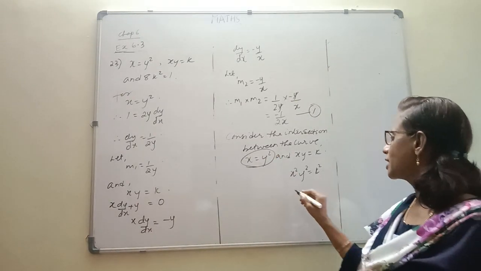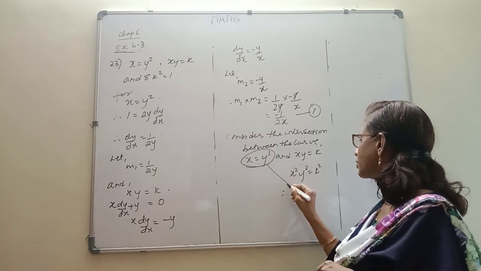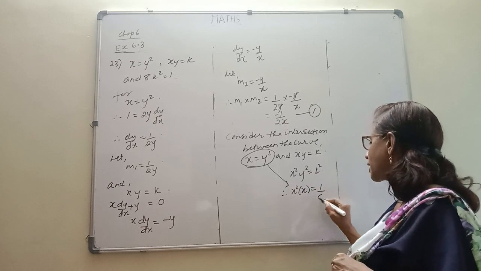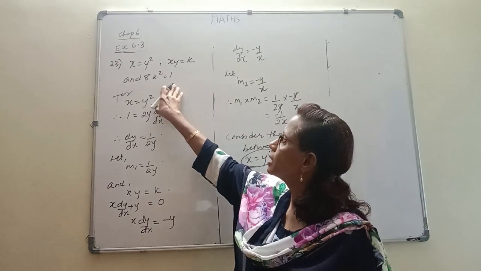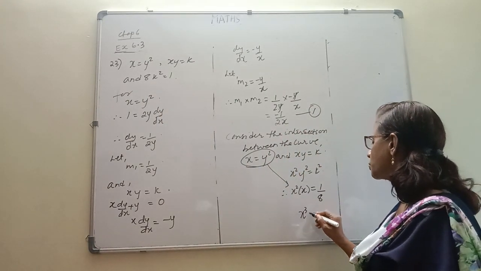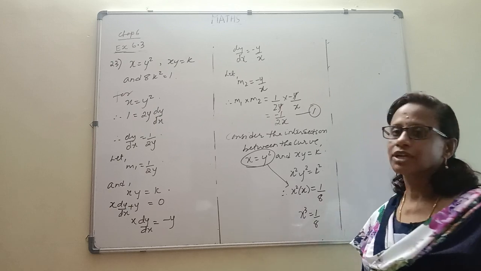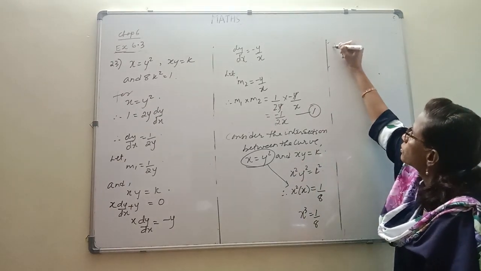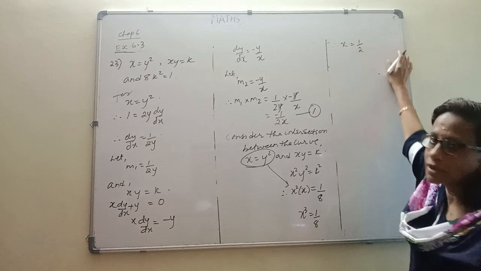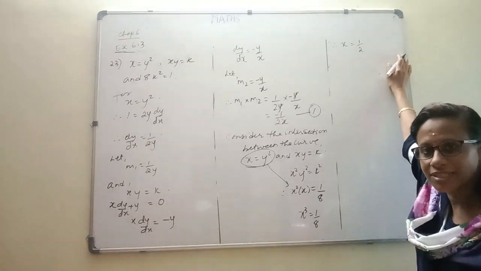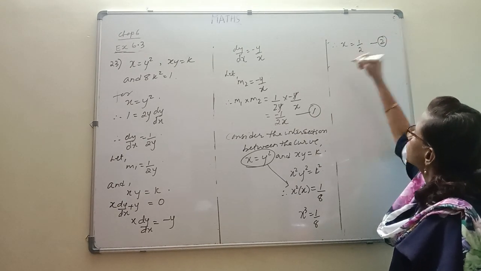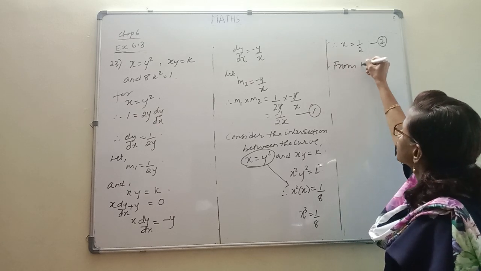So let's simplify this. From here, you have x squared, y squared as x, and k squared as 1 by 8, since 8k squared is 1 means k squared is 1 by 8. So what will come? x cube is 1 by 8. Taking cube roots on both sides, x will become the cube root of 1 by 8, which is 1 by 2. So you get the value of x as 1 by 2. That will help us make the substitution, because we know it is intersecting at the point.